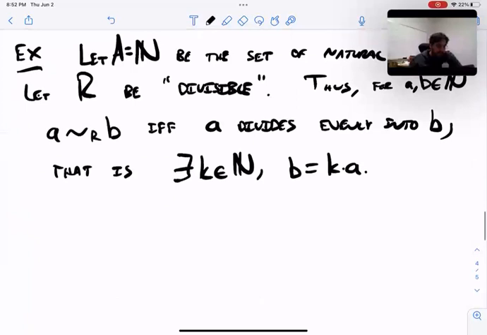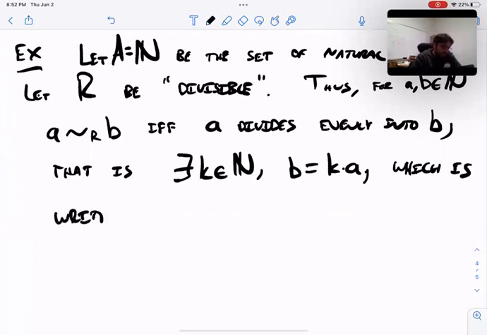So this has lots of nice ways to be represented. And I should mention, this does have special notation because it comes up so often. If you put just a vertical line, right, kind of a tall vertical line between A and B, that's exactly what that means. It means A divides B. That's how you read that.